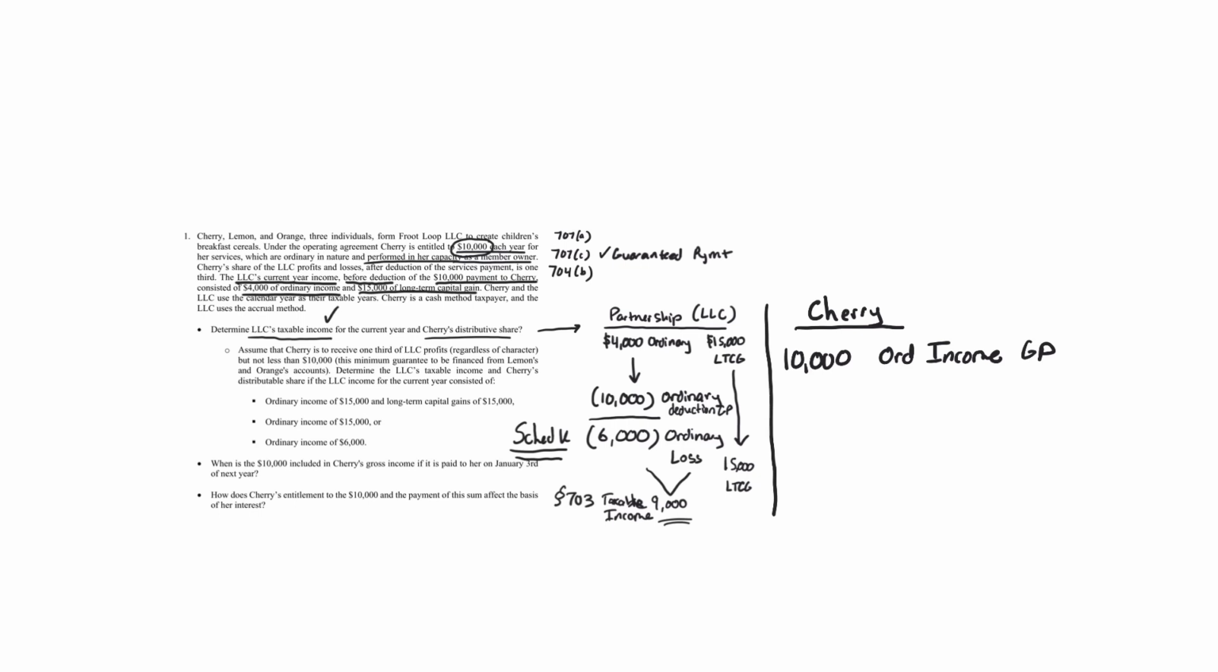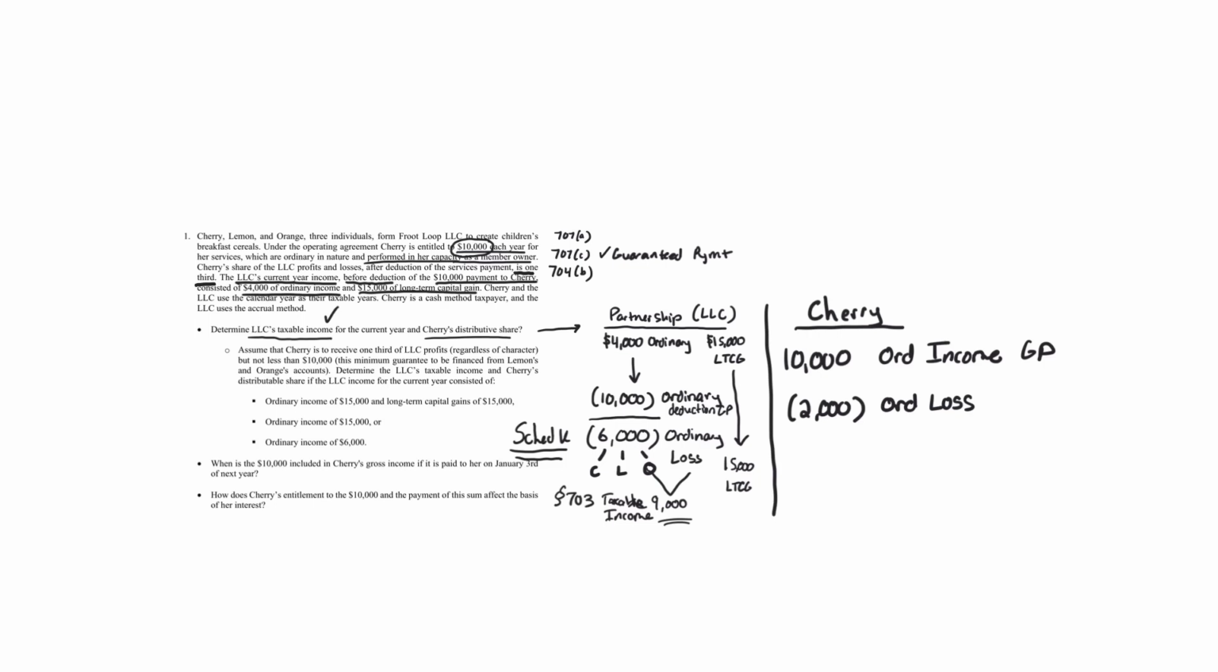Also, Cherry's going to have $2,000 of ordinary loss, and that's reported. That's the $6,000 of ordinary loss broken between Cherry, Lemon, and Orange. And we're told in the problem that Cherry's share is 1/3. I just assume that they all share 1/3 equally. So Cherry's share is 1/3. 1/3 of a $6,000 loss is a $2,000 ordinary loss.